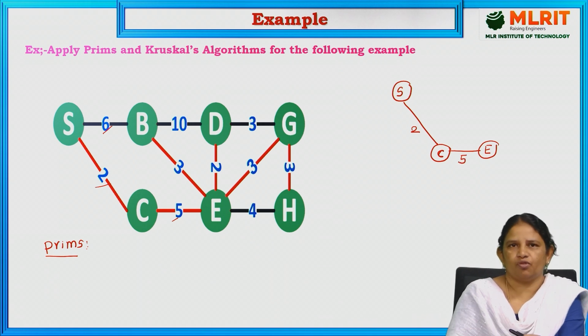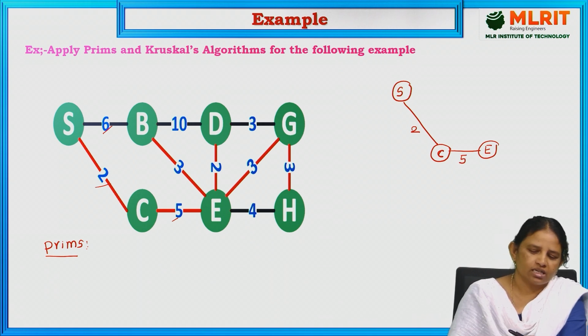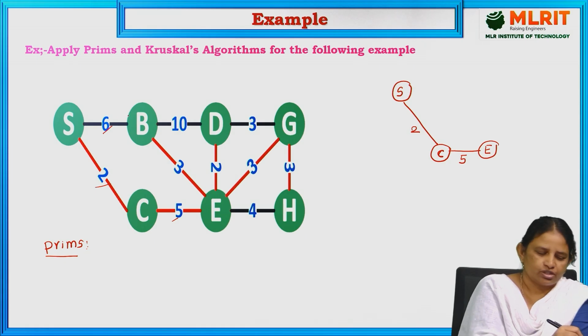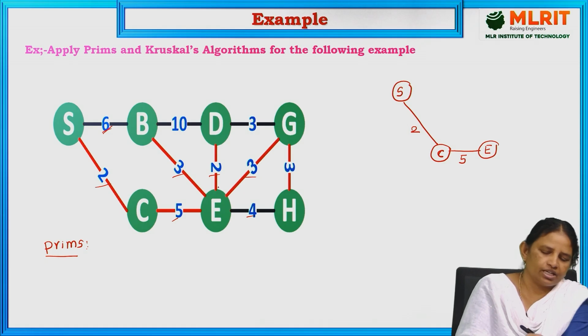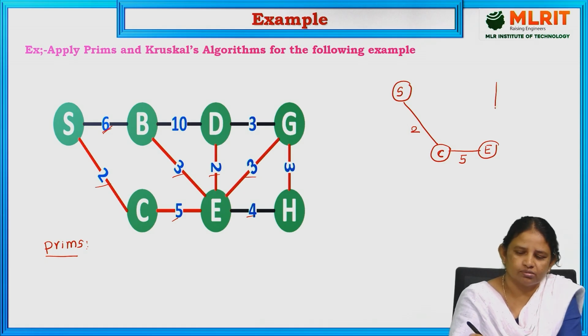Cost is 5. Next, what are the adjacent vertices? S to B is there, then E to B is there, E to D is there, E to H. So compare these: 6, 3, 2, 4 and then 3. Which is the least cost? That is E to D is the least cost.